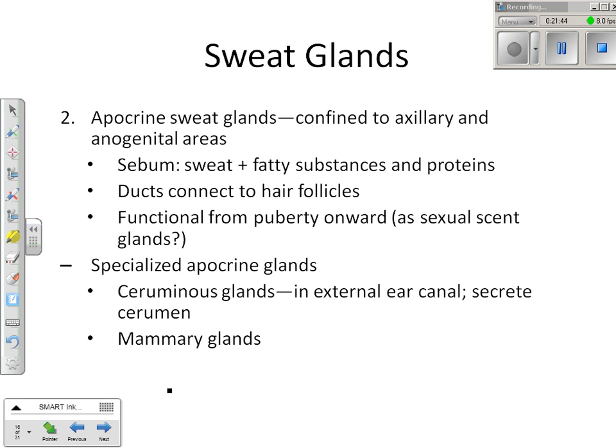The other thing to note, we do have some specialized apocrine glands. These glands in your ear canal that secrete earwax, those are a specialized apocrine gland, and they secrete a substance called cerumen, so we call them ceruminous glands. That cerumen is the earwax. And also the mammary glands. So milk production glands, those are categorized as a specialized apocrine gland.